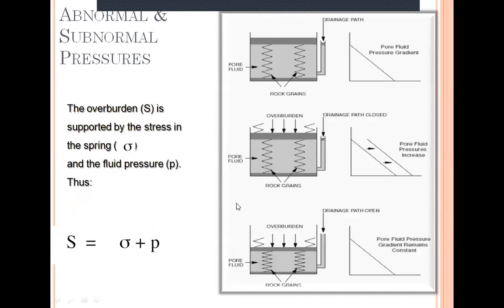Okay. Let's concentrate on this one because this is a very important slide. So please pay more attention with me.